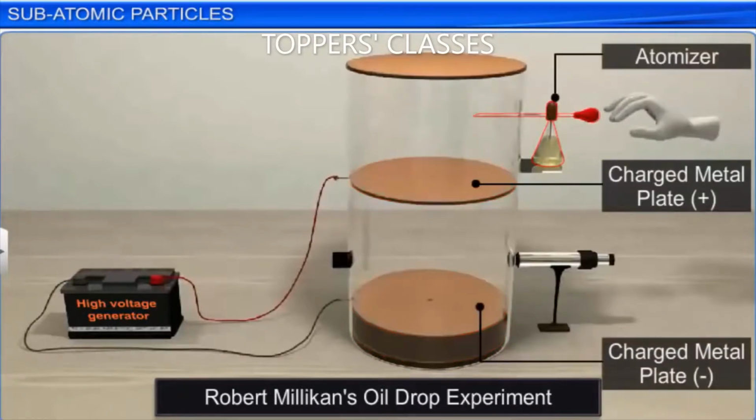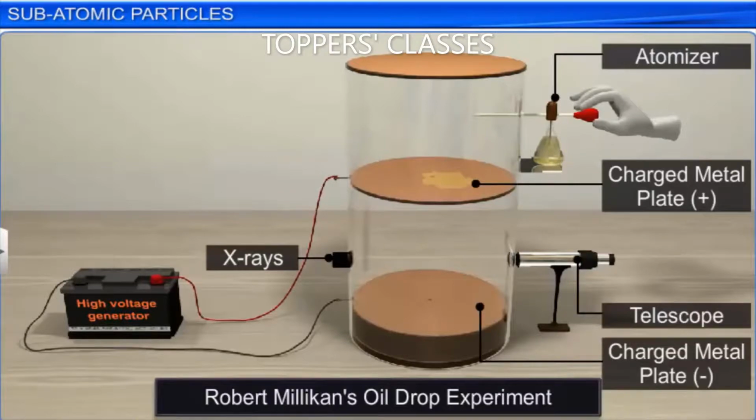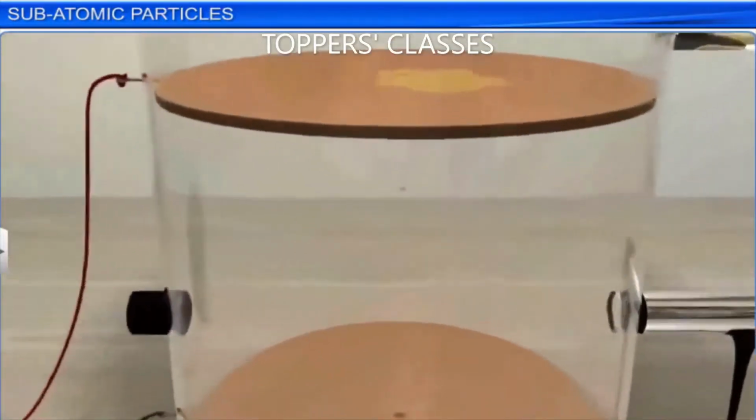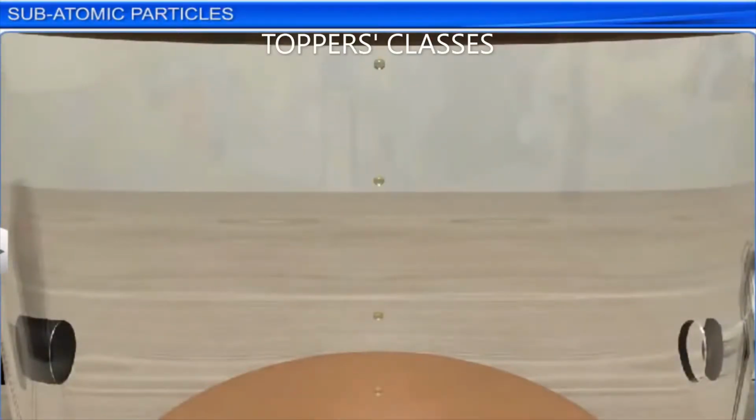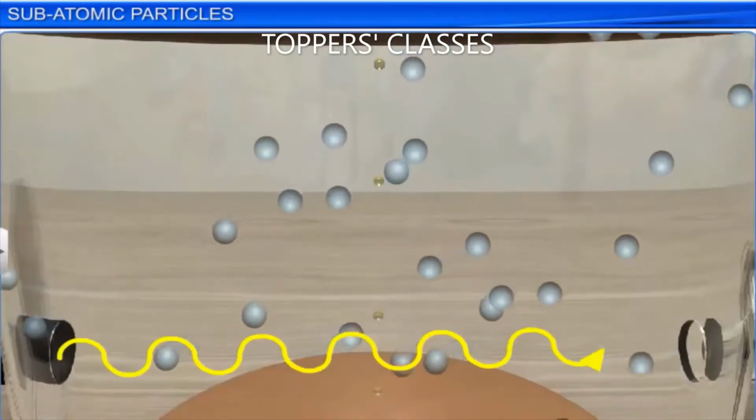An atomizer to spray oil into the condenser through a hole in the upper metal plate. A telescope to view the movement of oil droplets, and a source of X-ray to ionize the air inside the electrical condenser. Using the atomizer, Millikan sprayed oil droplets into the electrical condenser. As the droplets fell through the upper plate hole, he measured the rate of fall and used it to calculate their mass. He then ionized the air inside the condenser by passing a beam of X-rays through it.